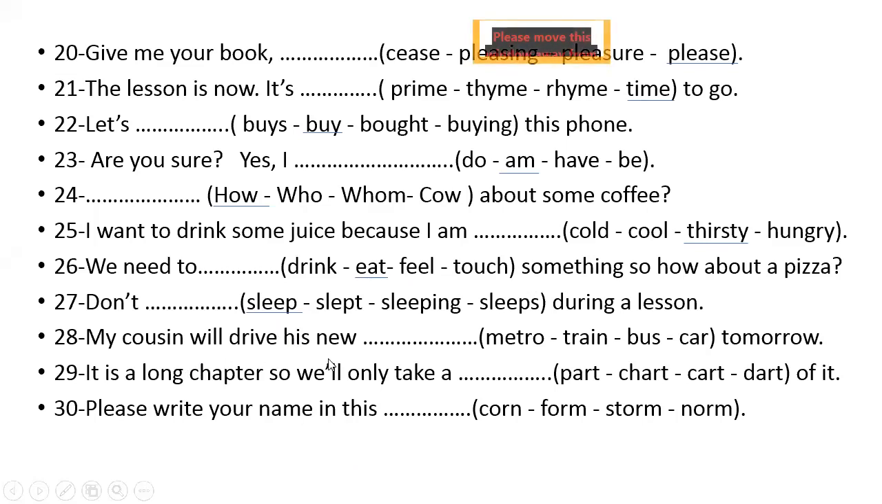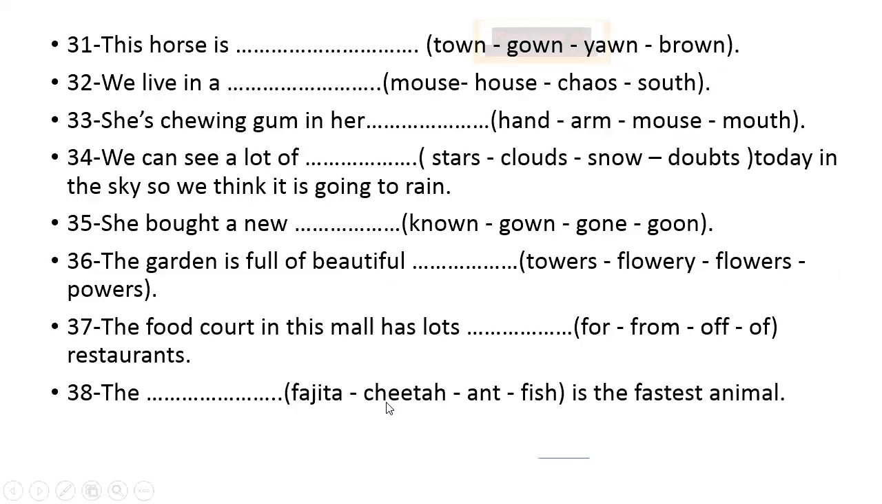My cousin will drive his new car. Very good. Yes, thank you. It is a long chapter, so we'll only take a part of it. Very good. Yes, thank you. Please write your name in this form, form, storm, norm. Form. Yes. Of course, you know, form is like a piece of paper that asks you about your name, your address. Okay, sorry. So, this horse is town, gown.